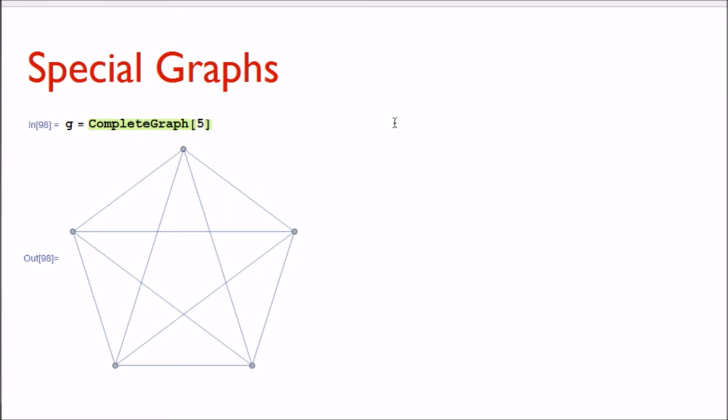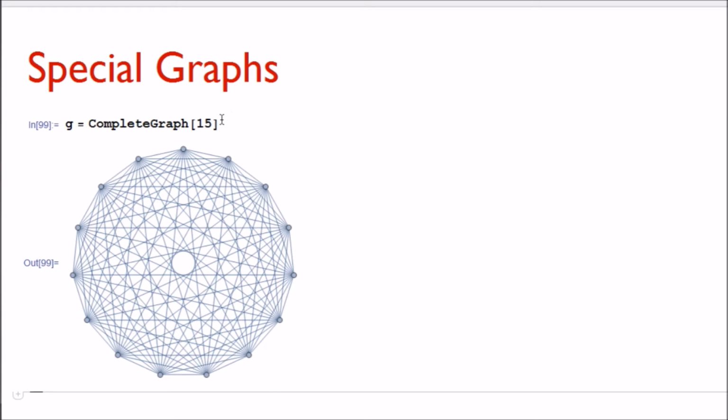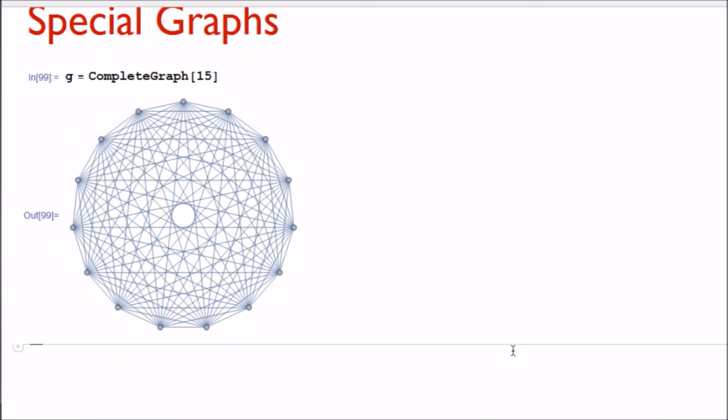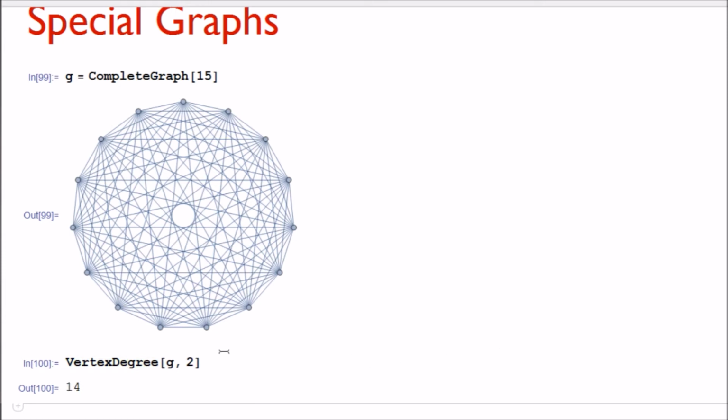This is the complete graph on 5 vertices, but maybe we want 15. And you can see the structure holds, so you can see that it's very regular, very predictable. Now we said that the degree is constant, so we can ask what the vertex degree is of, say, and we're working with our graph G, so we want to know what the degree of vertex 2 is. It's 14. The degree of vertex 3 is also 14, and so on. So that's exactly what we expected. It's 1 less than the number of vertices.